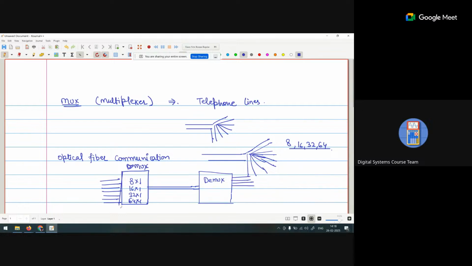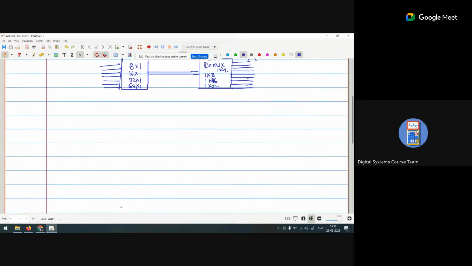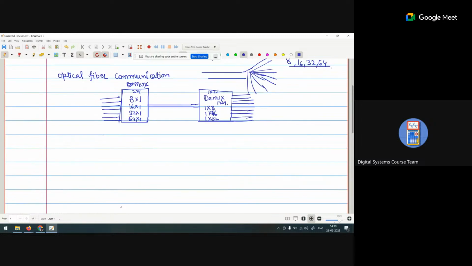Again we go with 8, 16, 32, 64. So 1 cross 8, 1 cross 16, 1 cross 32, 1 cross 64, and a little lower than this also, for example 2 cross 1 and 1 cross 2. That is also possible. Now we say we are using 8 different users, and we transmit the data of 8 users on a single optical fiber, a single medium, a single wire. On that particular wire I want to send the data of 8 users or 16 users.